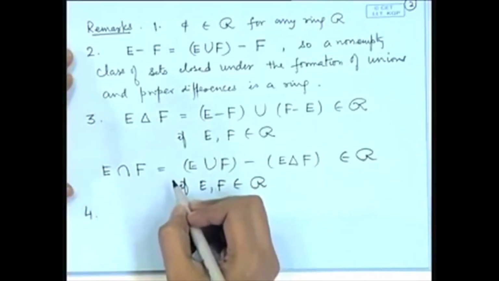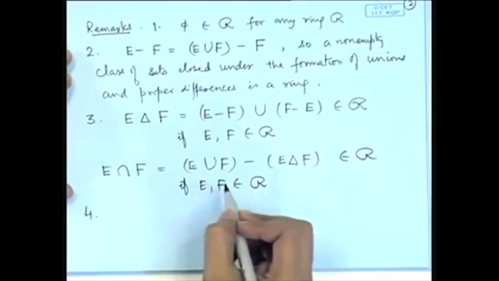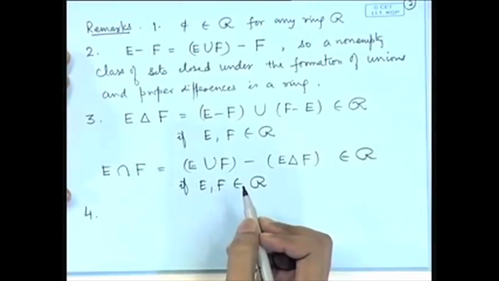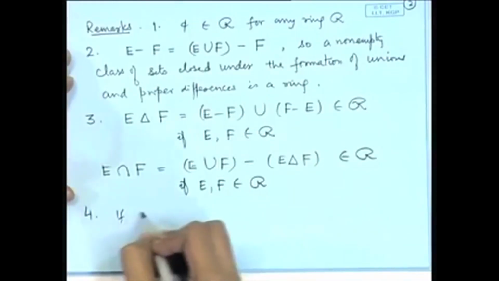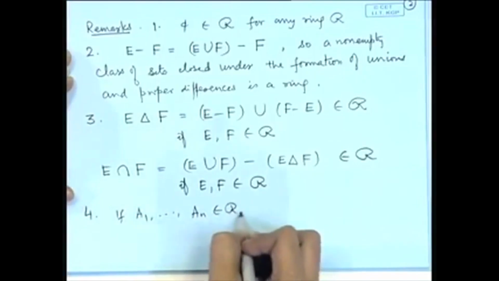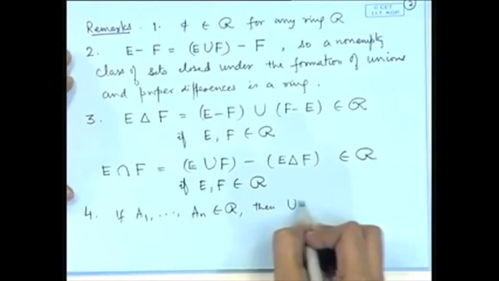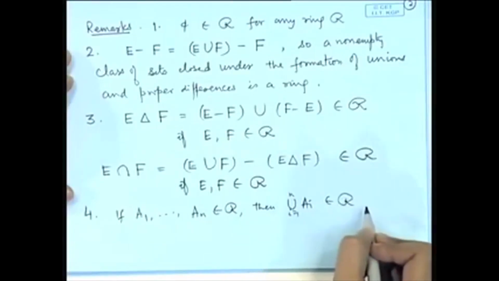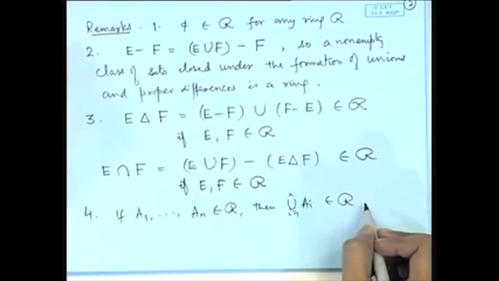Since we have taken that if there are any two given sets A and B, then A union B belongs to R, by mathematical induction we can prove that if we have sets A1, A2, ..., An belonging to R, then the union of Ai, i equal to 1 to n, will also belong to R. That means the ring is closed under the operation of taking finite unions.